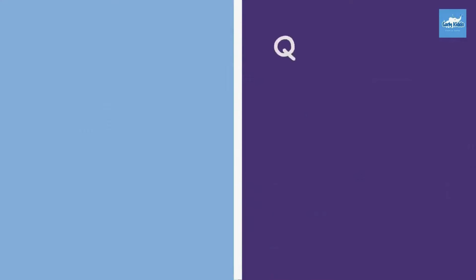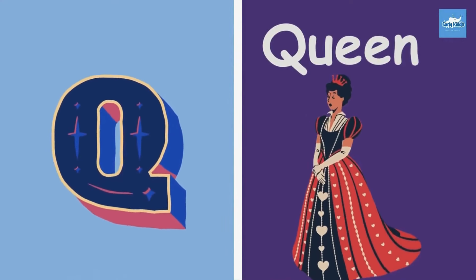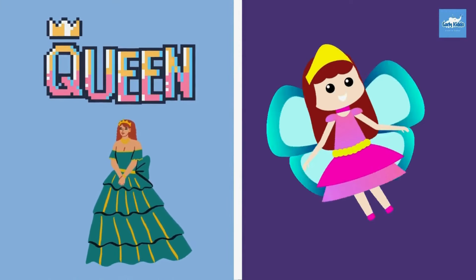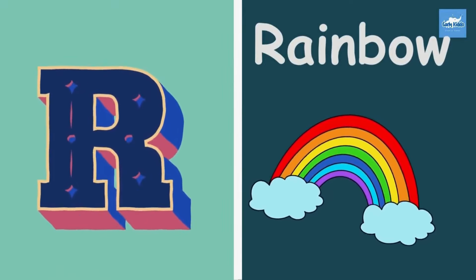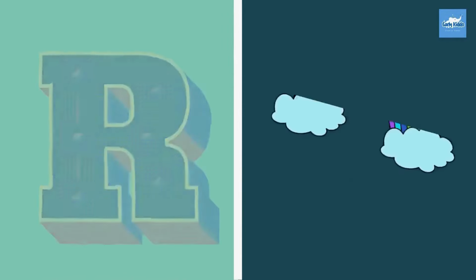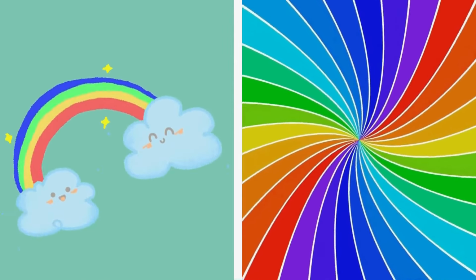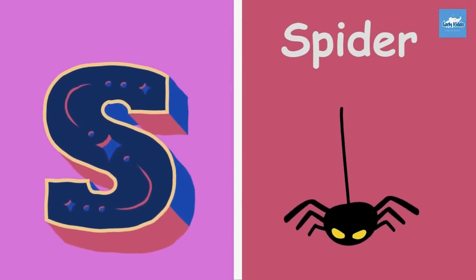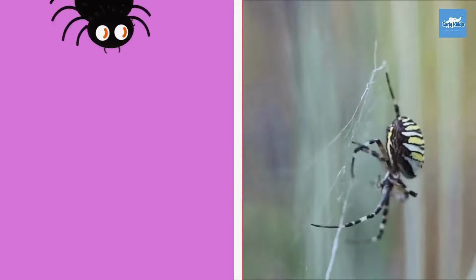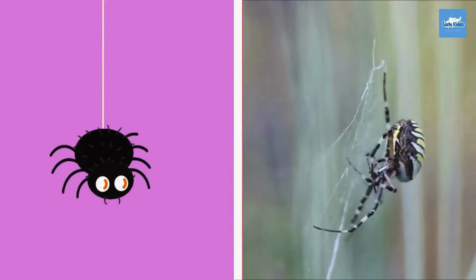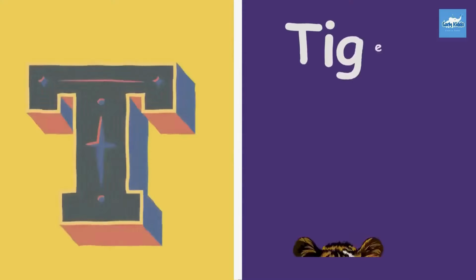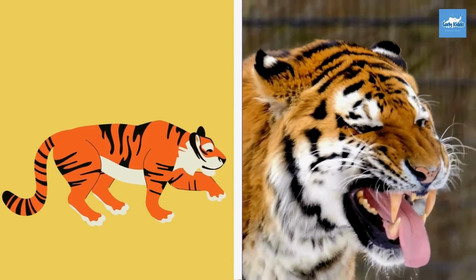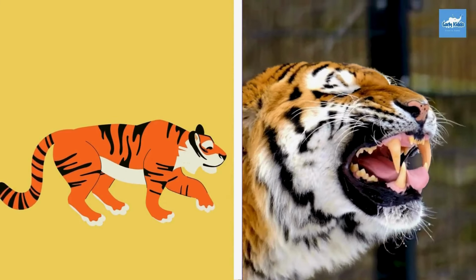Q is for queen. Q, q, queen. R is for rainbow. R, r, rainbow. S is for spider. S, s, spider. T is for tiger. T, t, tiger.